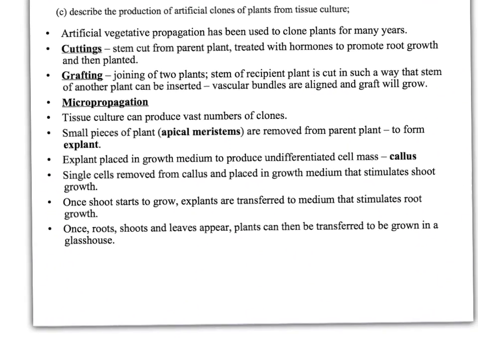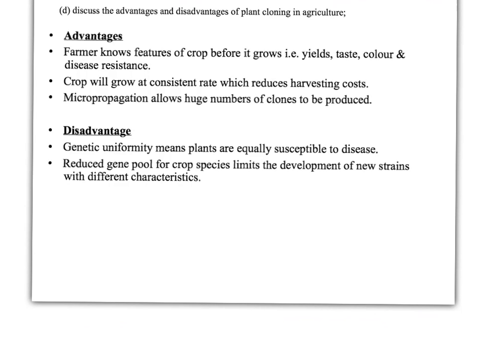So hopefully that illustrates that slide. Moving on to the plant hormone slides. The other thing you've got to know about is the advantages and disadvantages of plant cloning used in agriculture. I've just listed two or three of these. I'm sure your textbooks might even have further ones, but here's a couple to keep you going.